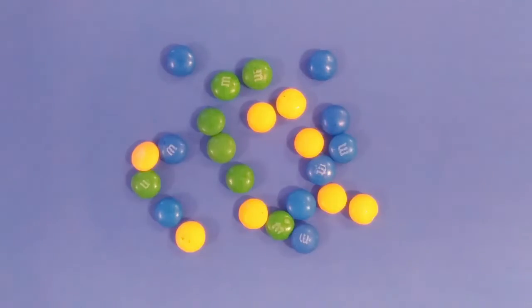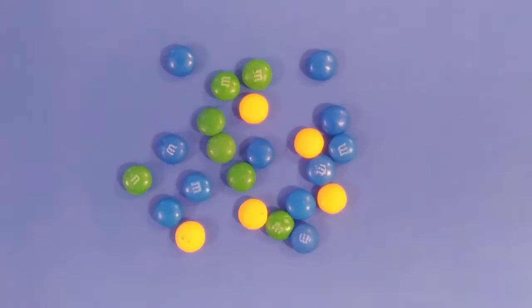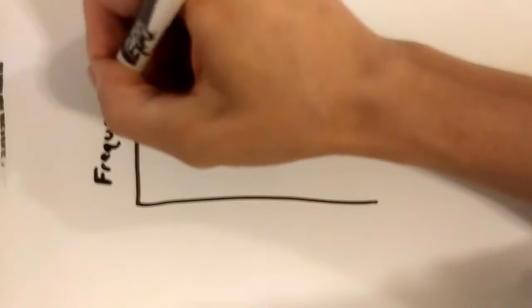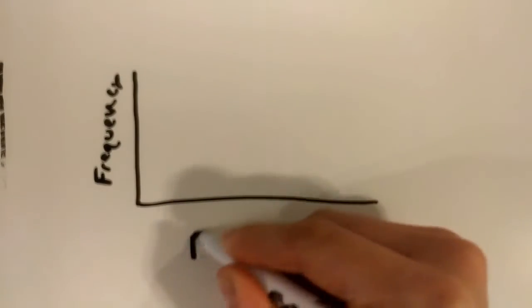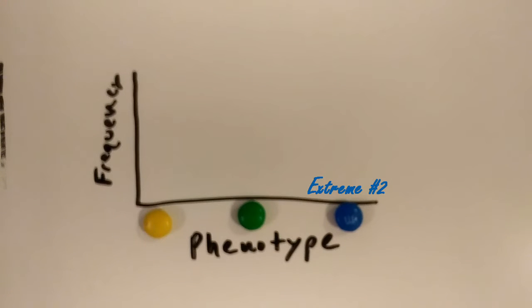Now as evolutionary time goes by, and we observe this population, we might notice that the phenotype frequencies, the percentages of the different colors, begin to change, and they change pretty drastically. Now we can actually graph this pretty easily. Over here on the left, we can record the frequency, or the percentage, of each different color. And we can place each color on the bottom, and these are called phenotypes. So we have our extreme number 1, our average, and our extreme number 2, laid out on a spectrum.